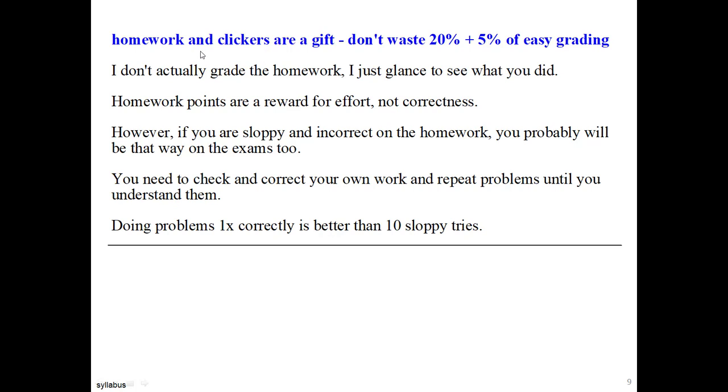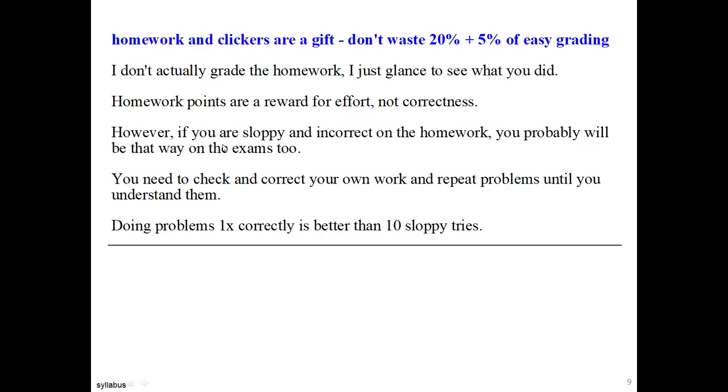Let me emphasize again, homework and clickers are a gift. It's 25%. I grade it super easy. I just glance at what you did on the homework. I've got 180 people. I'm not going to spend hours and hours grading every single paper. So I basically give you the points for effort, not correctness. If I see a mistake, I'll put an X through it, and you can check it on the key or come and ask me about it.